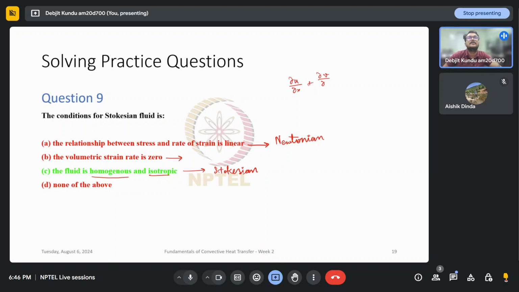Yeah, sorry about that. So dou u dou x plus dou v dou y plus dou w dou z, basically this is the volumetric strain rate, and this being zero basically boils down to an incompressible fluid. So volumetric strain rate, or simply the divergence of velocity, is just a fancy way of saying how much the expansion of a fluid is. So if the expansion is zero, that means it is incompressible, right? So these are the things.